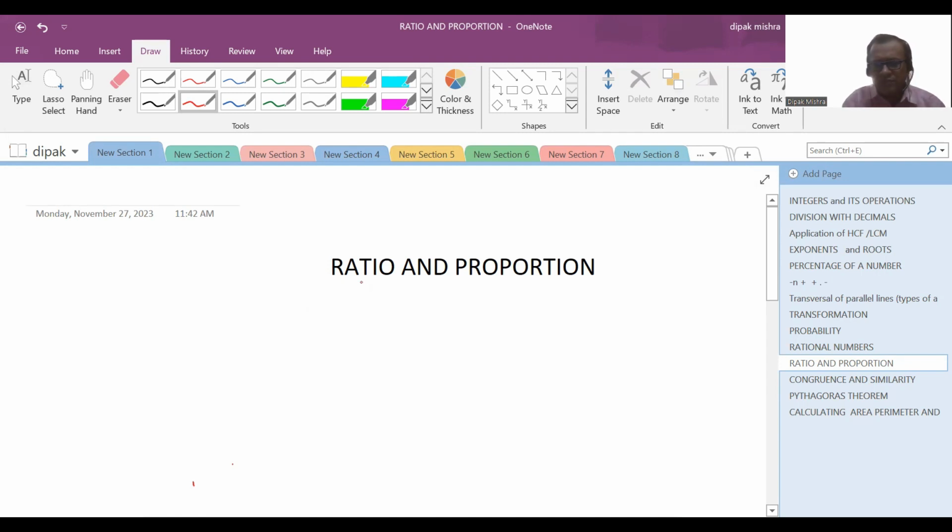Both these subtopics, ratio and proportion, we can say are cousins, and proportion is just the elder cousin of ratio, right? So, if I talk of ratio, what do you mean by ratio? Ratio means a relation between two quantities, okay?